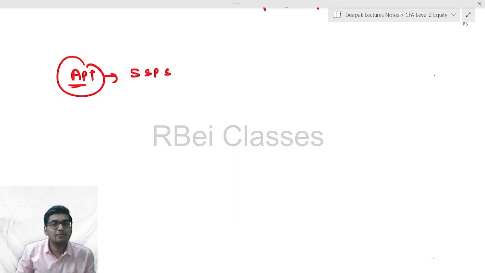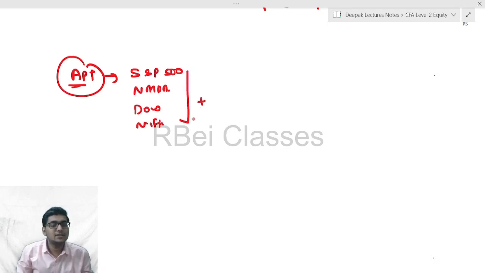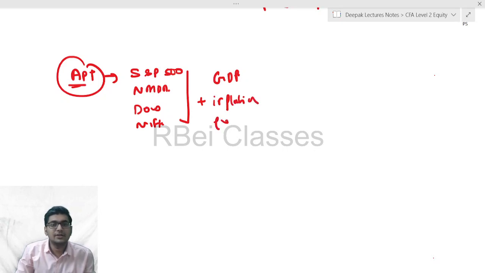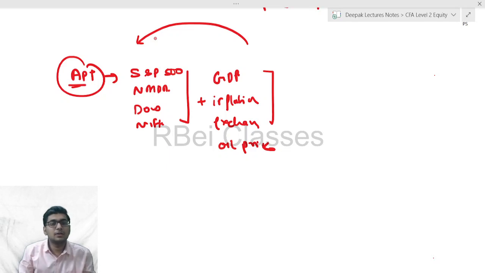So whenever I talk about the APT, that is arbitrage pricing theory or arbitrage pricing model, CAPM is only considering one single factor, that is the market, but APT is a multi-factor model which includes multiple indices. Like you can include S&P 500, NASDAQ, Dow Jones, Nifty 50. Apart from the indices, you can also include macro factors like GDP, inflation, exchange rate, oil prices, whatever factors are impacting the price and return of that particular security.